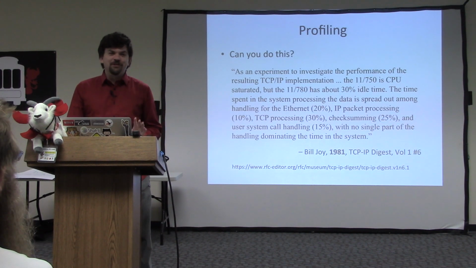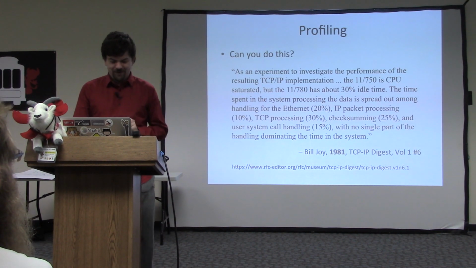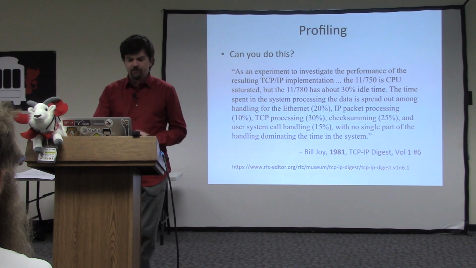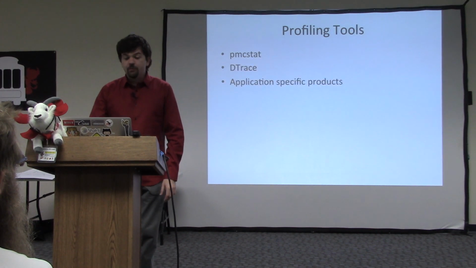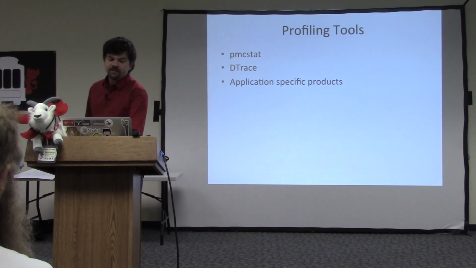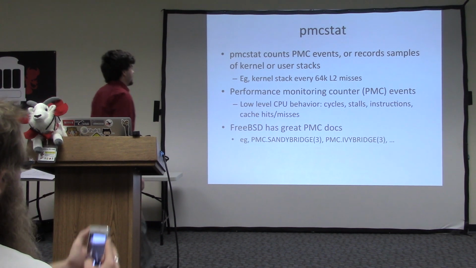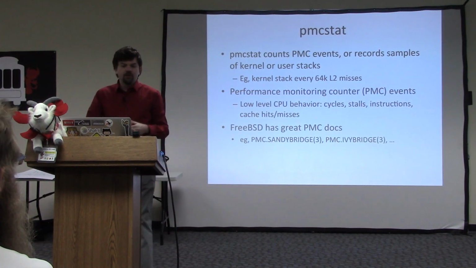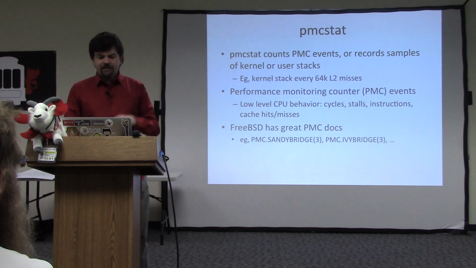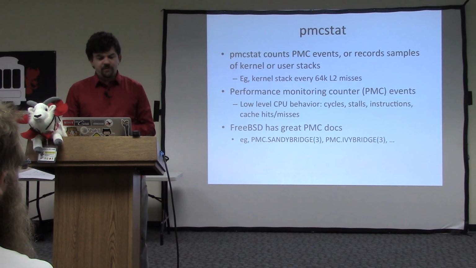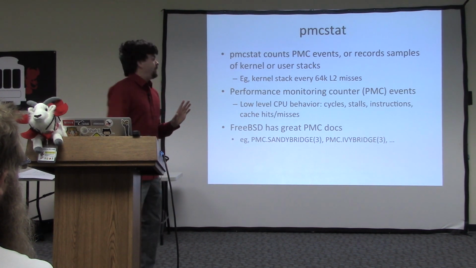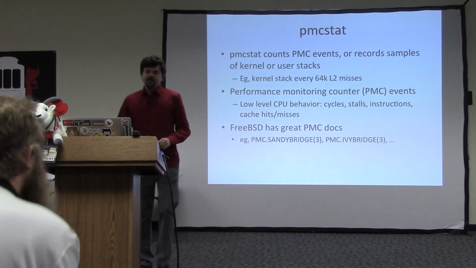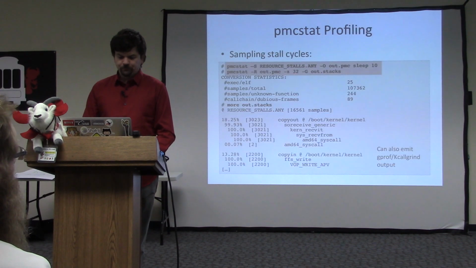So these days we have lots of modern tools, and this is something you can do. But this is a great example of what you want to do: breaking down a performance benchmark into the limiting factors. So profiling tools on FreeBSD: PMCstat and DTrace. PMCstat counts PMC events, performance monitoring counters, and you can record samples of kernel and user stacks, like let's do a kernel stack every 64,000 level 2 cache misses. FreeBSD actually has great PMC documentation, like the man pages, pmc.sandybridge and so on, which explain what the counters do.